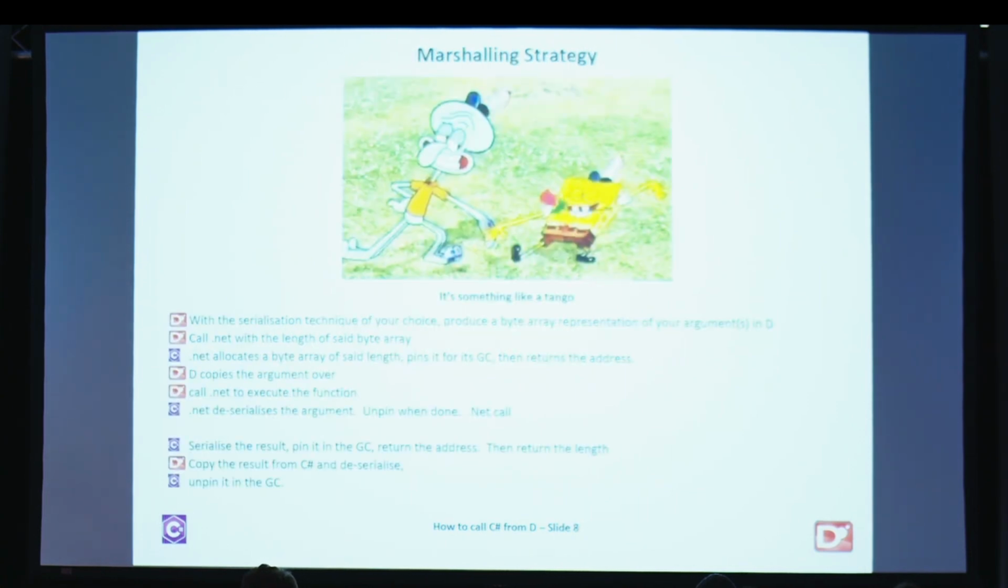So the marshalling strategy I tried, which of course can go for some improvement, is simply to do a bit of a tango. So you first have your thing you want to move from D to C#.